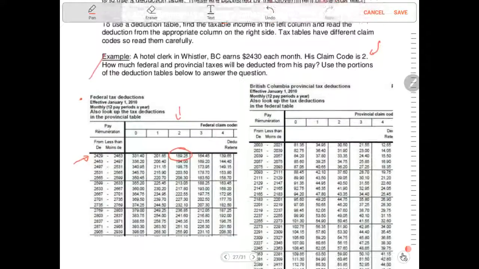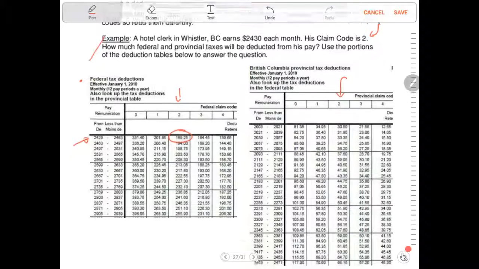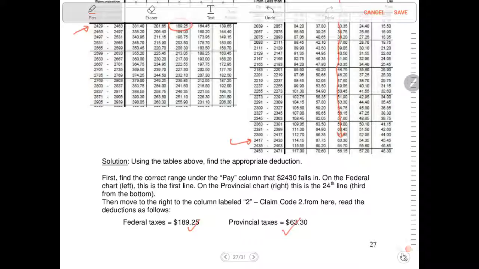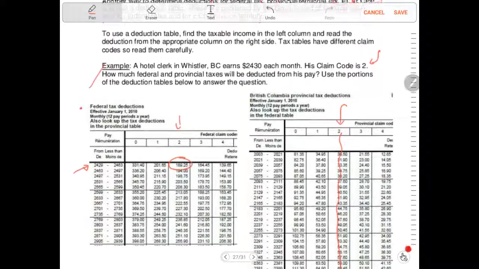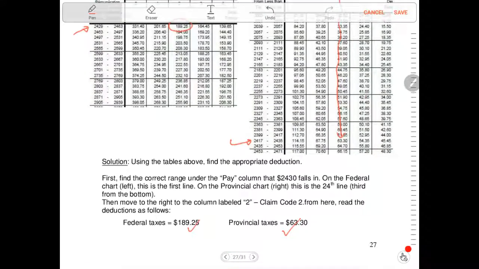Then you also have to calculate the provincial tax using the same claim code of 2. And let's find $2,430. It looks like we have to go down just a little bit to about right there. And if we come across, I believe that is $63.30, and that's right there. So if the question said how much federal and provincial tax, we've done that. Federally, the person must pay $189.25 each month, and provincial taxes are $63.30.